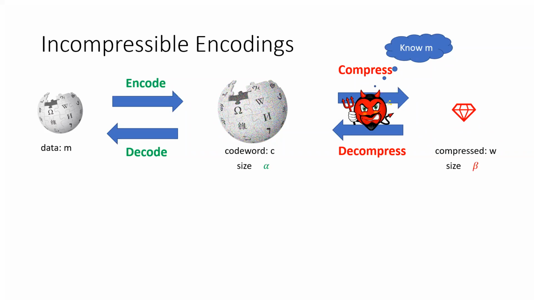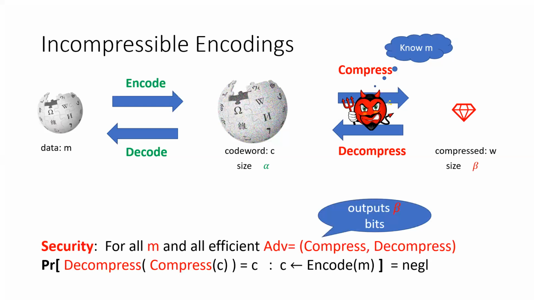And let me put some parameters. I'll call the code word size alpha, and the size of the compressed value W that the adversary outputs, I'll call that beta. And essentially, the adversary's goal is to make beta much smaller than alpha, so to compress the code word down to some much smaller size. And the security property says that this should not be possible.